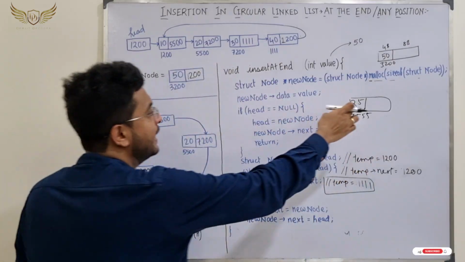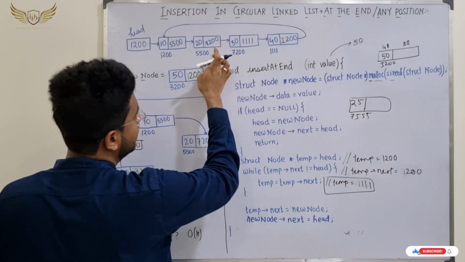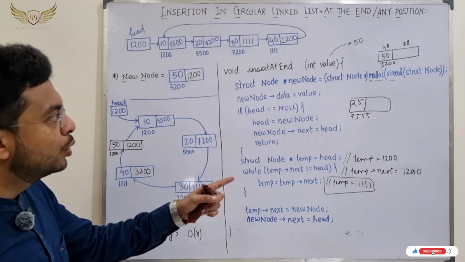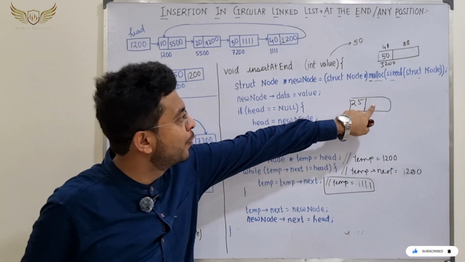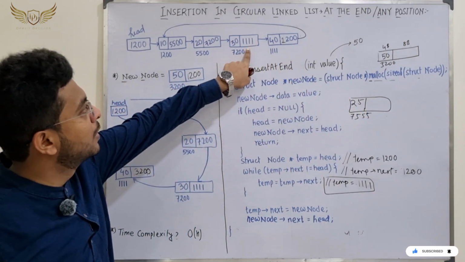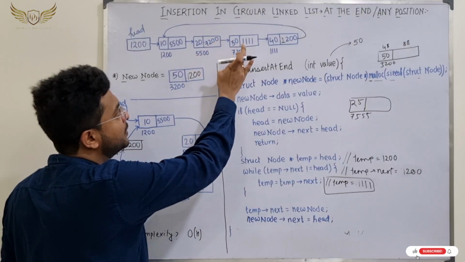So, if we want to insert it at any position, say in between this 20 and 30, we want to insert this 25 here. So, what do we need to do? We need to change this from 7200 to 7555 and modify this with this particular location. Getting my point? Because this 7200 is what? The address of this node.